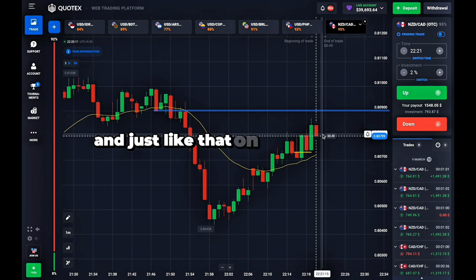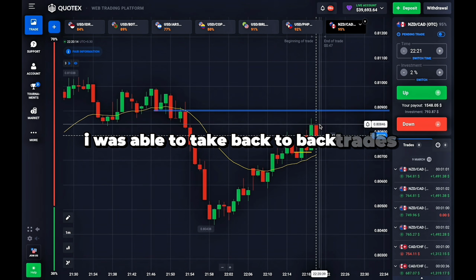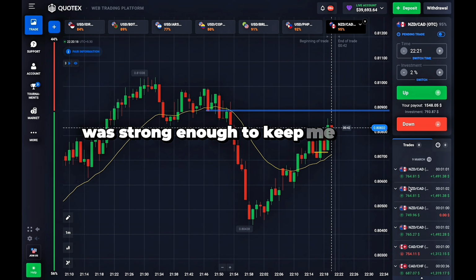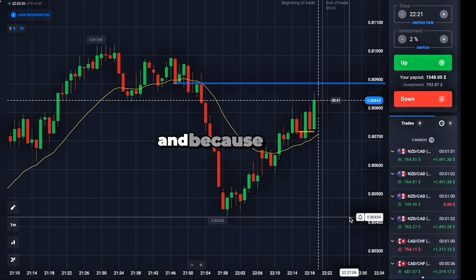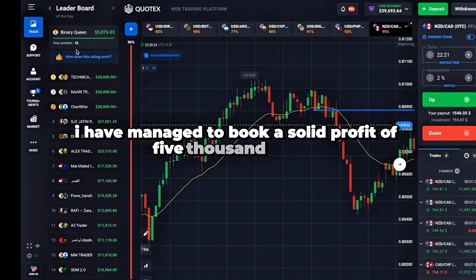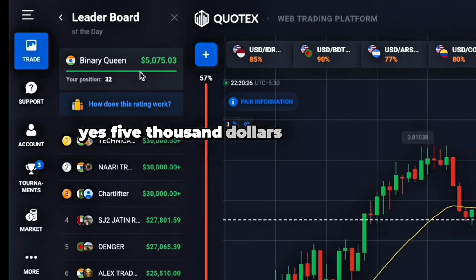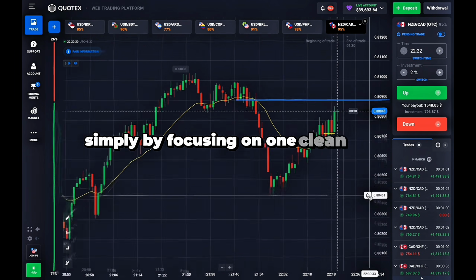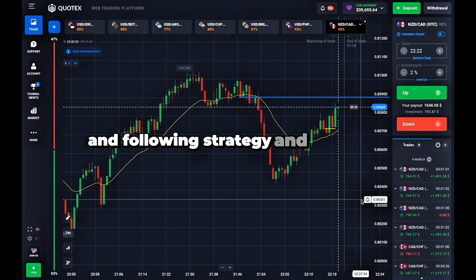And just like that, on the same chart, I was able to take back-to-back trades. Even though one trade went in loss, my overall analysis was strong enough to keep me on the right side of the market. And because of that, I have managed to book a solid profit of $5,000. Yes, $5,000 of profit with just 2% risk, simply by focusing on one clean chart and following strategy and discipline.